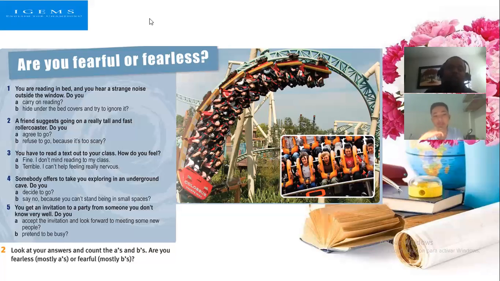A friend suggests going on a really tall and fast roller coaster. Do you A, agree to go, B, refuse to go because it's too scary? What would you do? Of course, I will agree because I haven't tried this before, and it's like a new experience to me. So it's really interesting. Okay, so that means it's a new experience to you and you may feel the adrenaline.